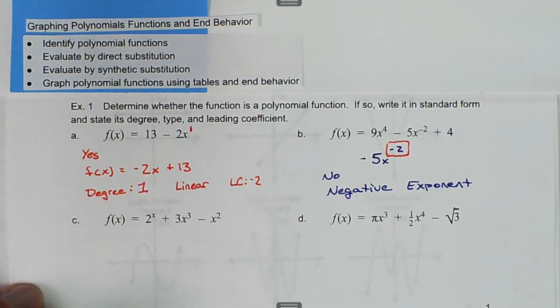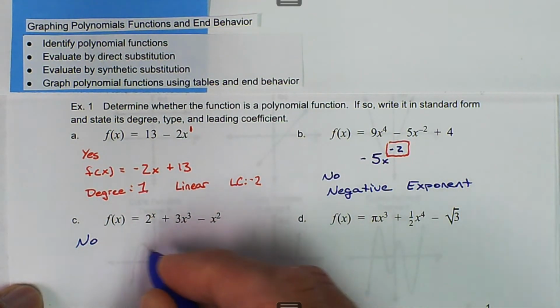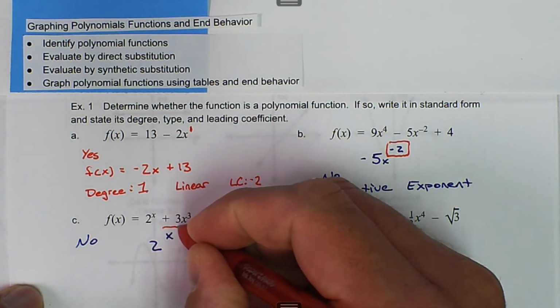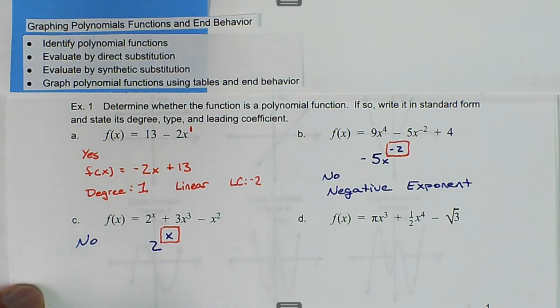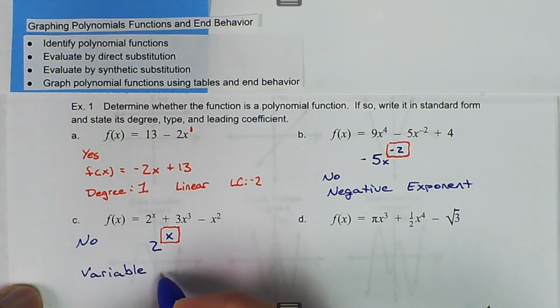Then we look at example C, and we have 2 raised to the x power plus 3x to the 3rd minus x squared. And in that case, this is also not going to be a polynomial because we have the 2 raised to the x power. And because that x is in the exponent, or the variable is in the exponent, that's why it is not. So this is no, because there's a variable as an exponent.